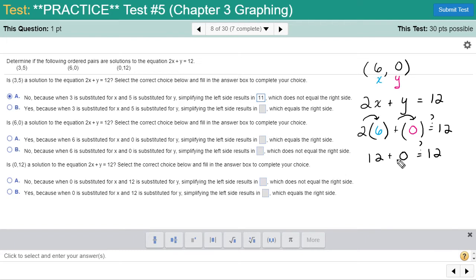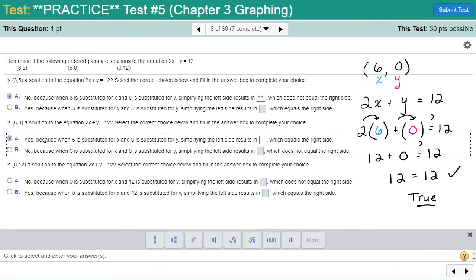Yeah, certainly, right? Because 12 plus 0 is still 12, and 12 does absolutely equal 12. That is a true statement. So we can say definitively that the point 6 comma 0 is a solution. So yes, because when 6 is substituted for x and 0 is substituted for y, simplifying the left-hand side results in 12, right? We got a 12 on the left-hand side when we simplified, which equals the right-hand side. So that is why 6 comma 0 is a solution, because the left-hand side is equal to the right-hand side.